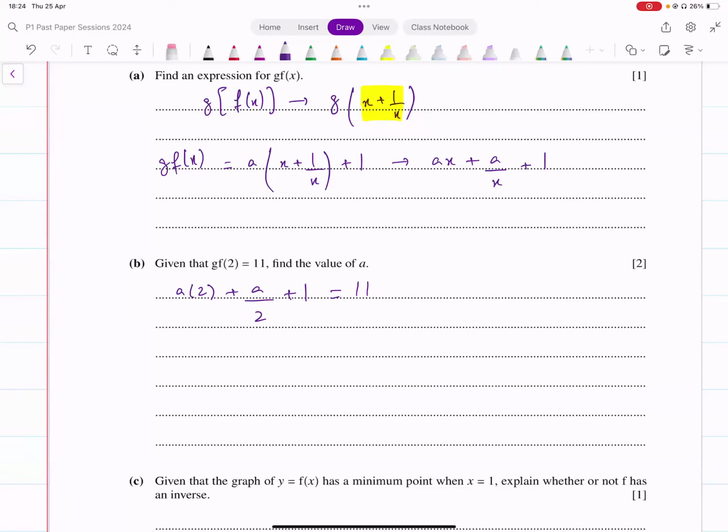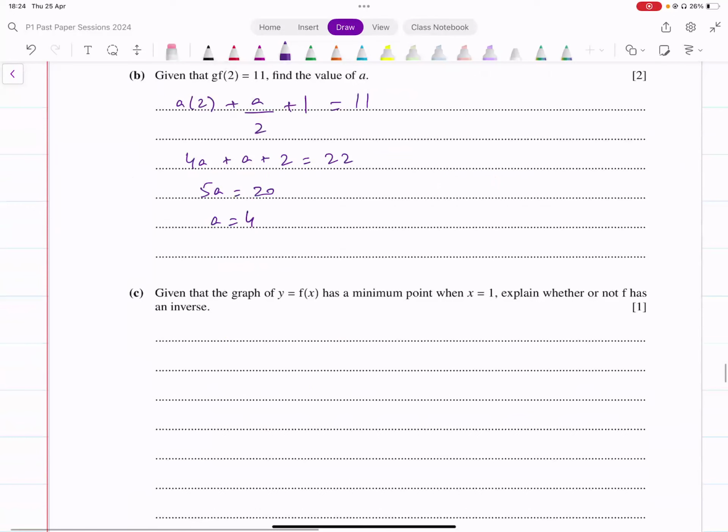Now we can just solve this equation and see what that gives us. Multiply the whole equation by 2 to get rid of the fraction, and that will give you 4a plus a plus 2 equals 22. 5a equals 20, and the value of a turns out to be 4. That's the second part. Okay, a is equal to 4. Let's look at the next one. Now it says, given that the graph of y equals f of x has a minimum point when x equals 1, explain whether or not f has an inverse.